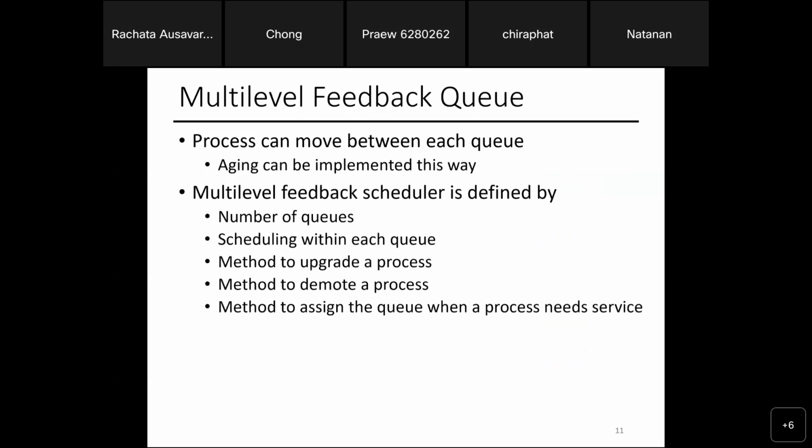So a multi-level feedback scheduler is defined by, first of all, the number of queues. The scheduling within each queue, because I can use round robin for one queue, first come first serve for another, shortest job first for another. The method to upgrade, move up to a higher priority queue, or move down to a lower priority queue, and the method to assign the queue to the process that needs the service. Like a new process, for example, where does it go, right?